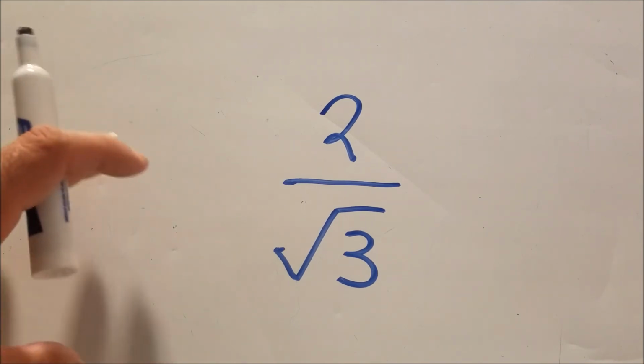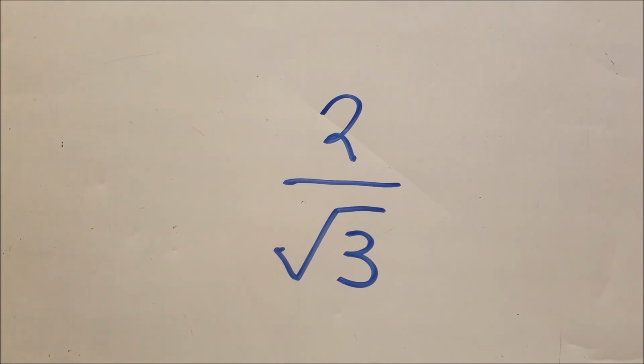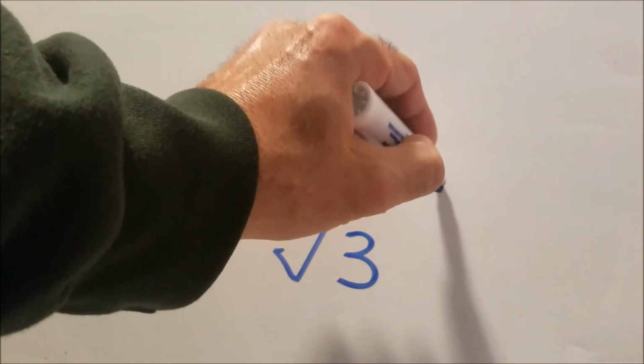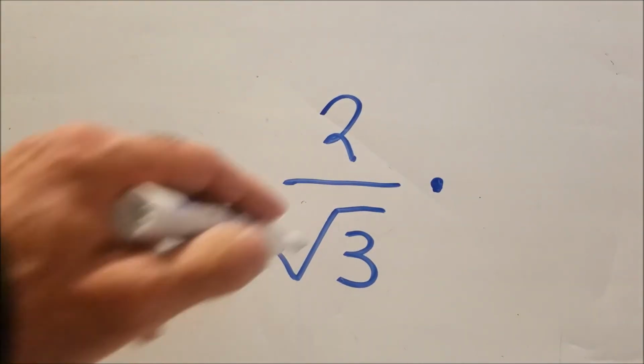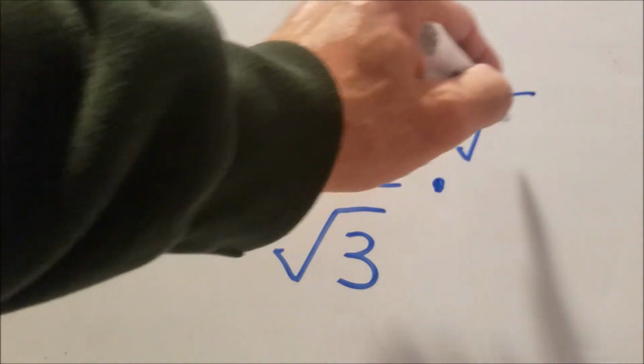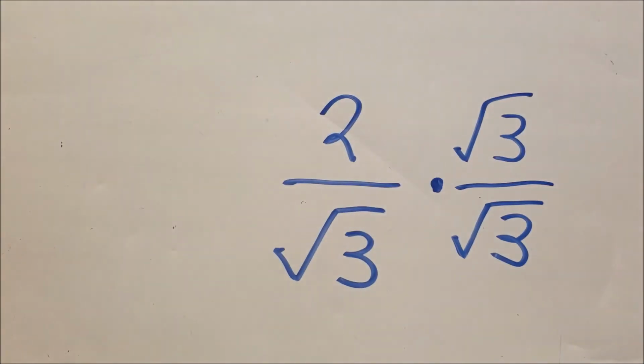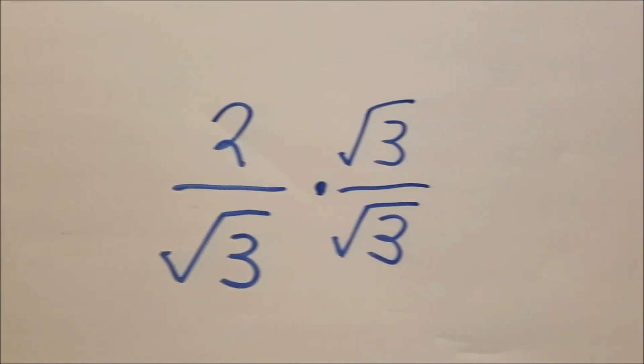Basically, we're just going to try to find an equivalent fraction. And what you do is you're going to times 2 over the square root of 3 by the square root of 3. Just do that. Okay? Let me move this over so we can get what it equals.